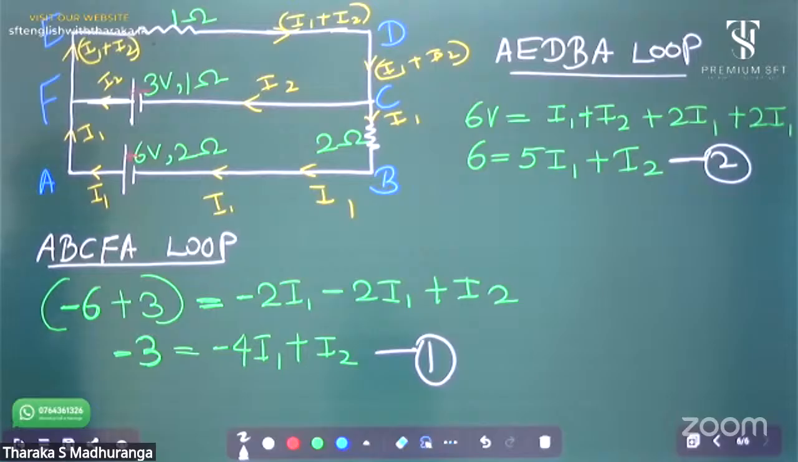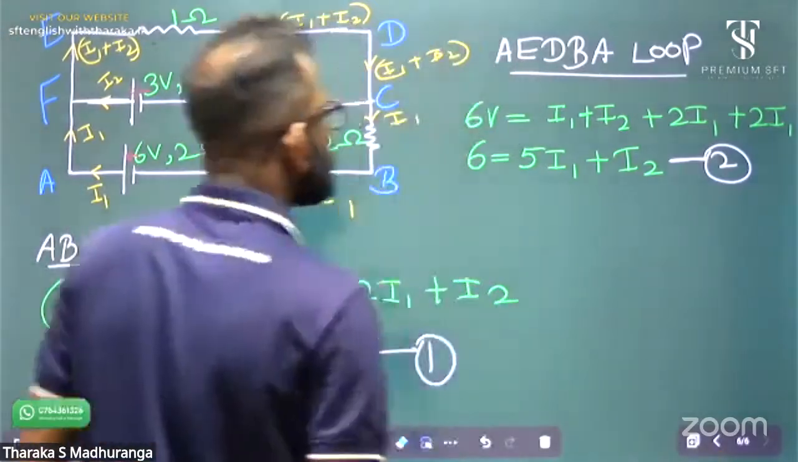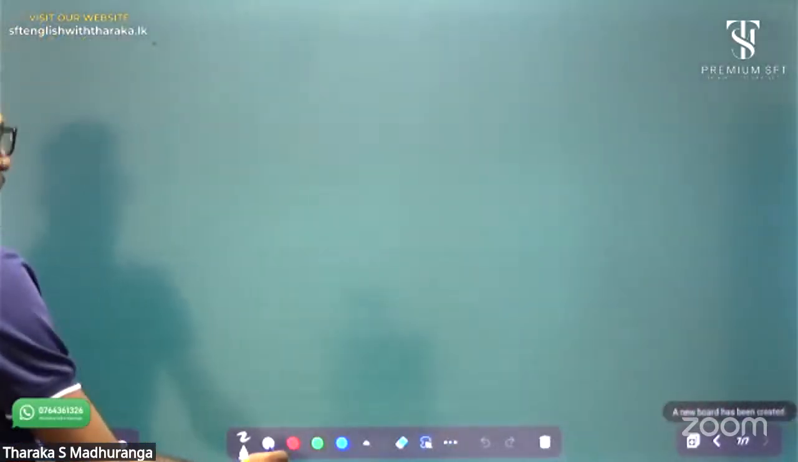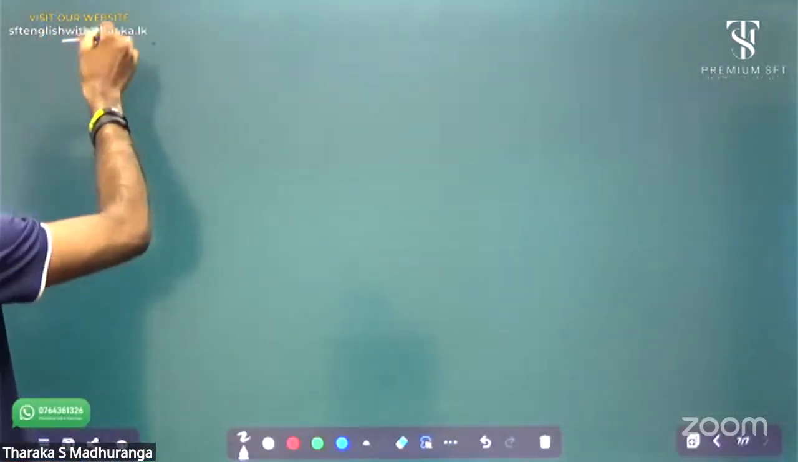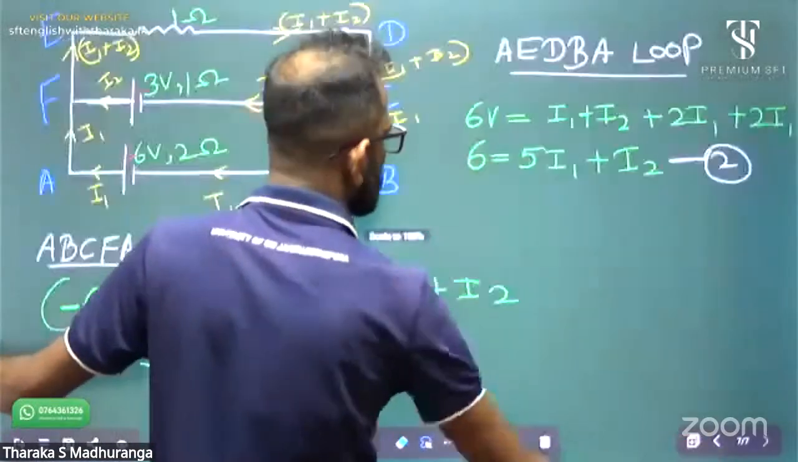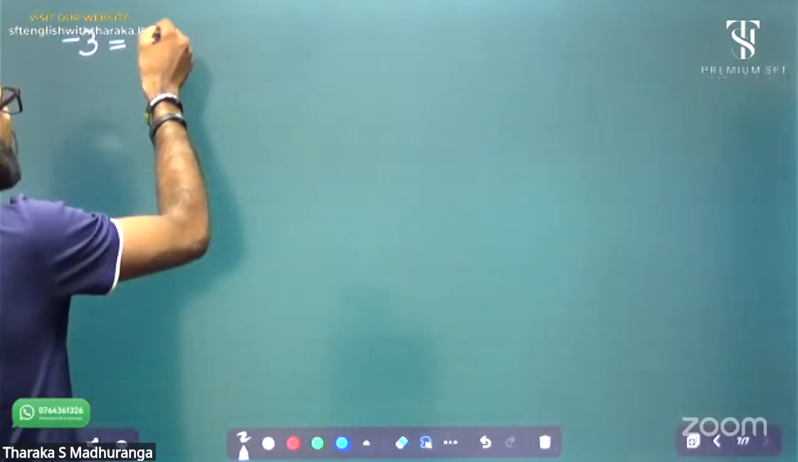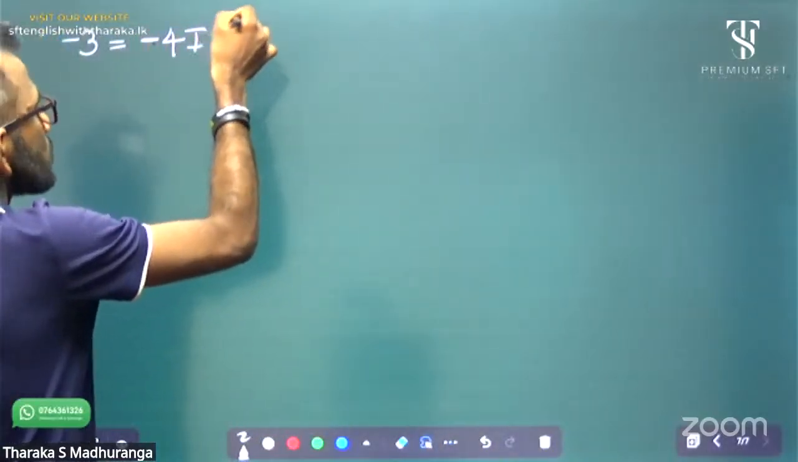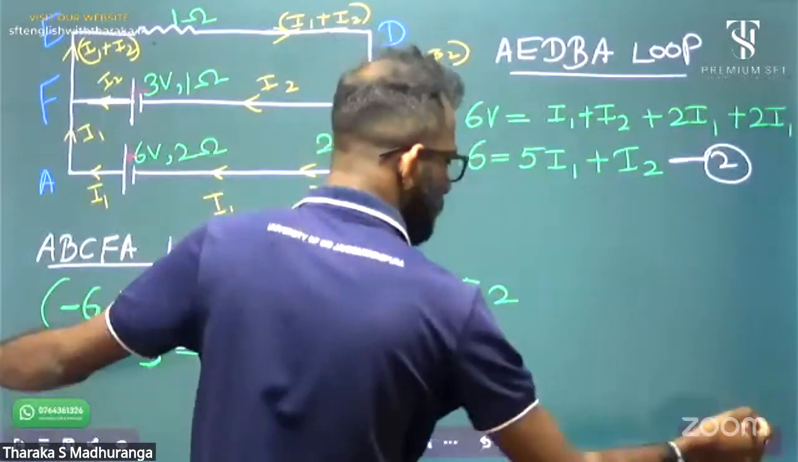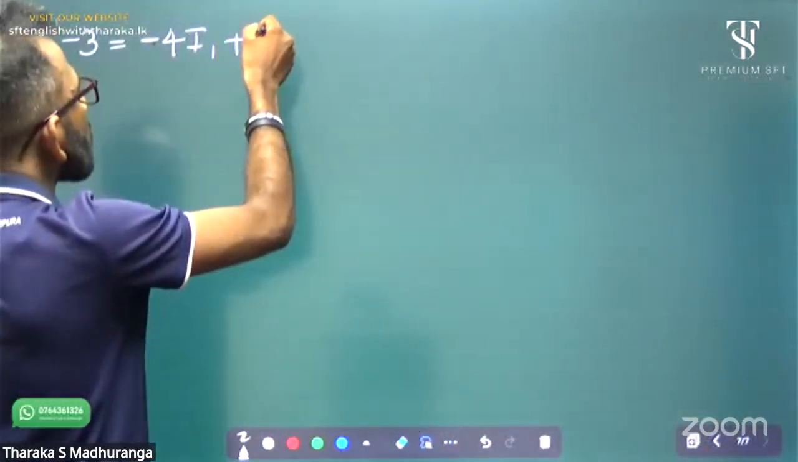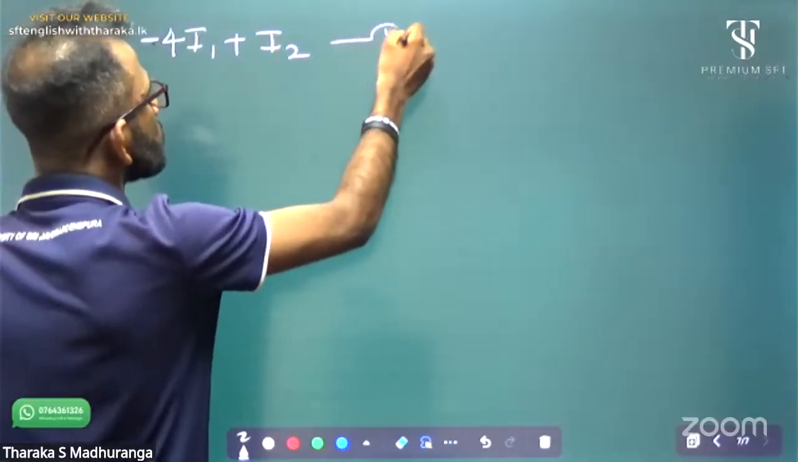Okay, now I have two equations. Using the simultaneous equation solution method, you can get the I1 value and I2 value. Okay, I'm going to write my two equations on this page. Minus 3 equals minus 4I1 plus I2. This is my first equation.